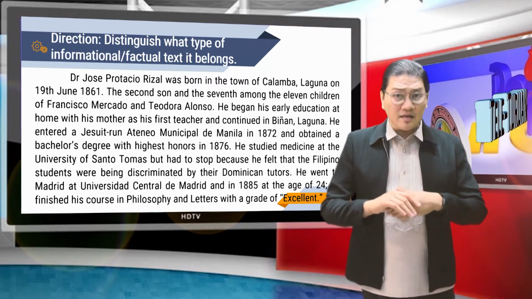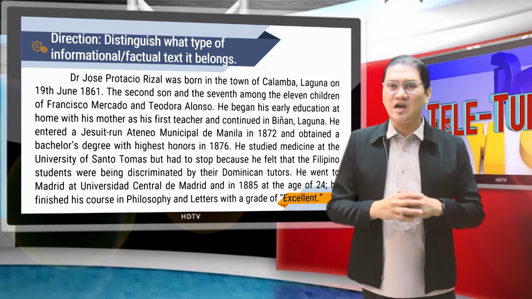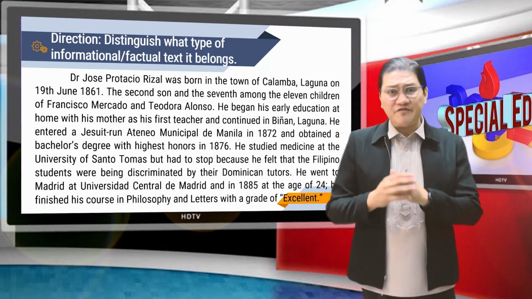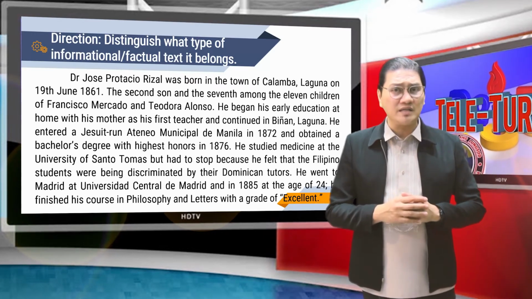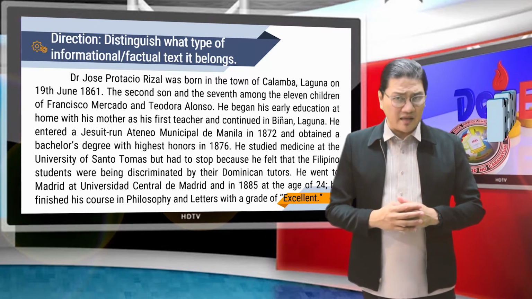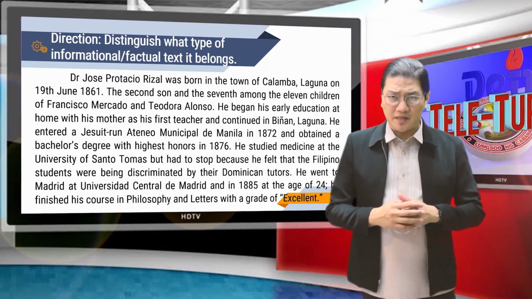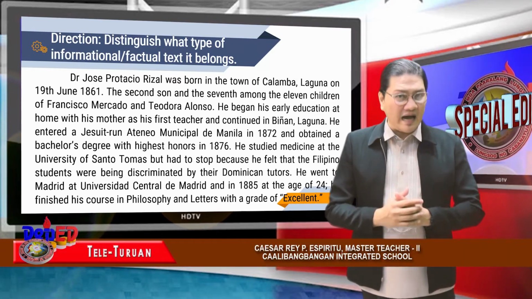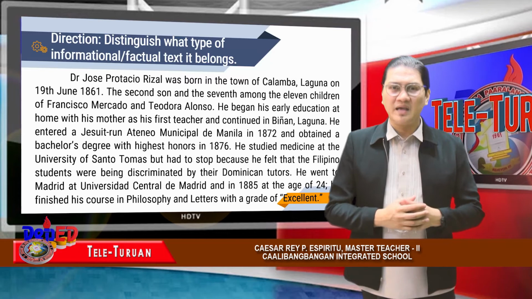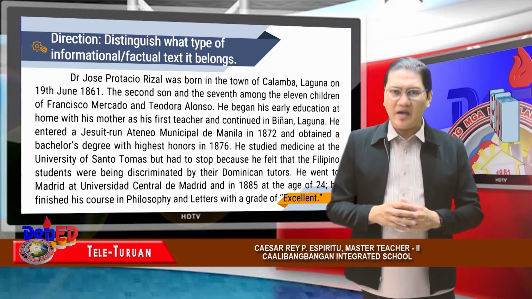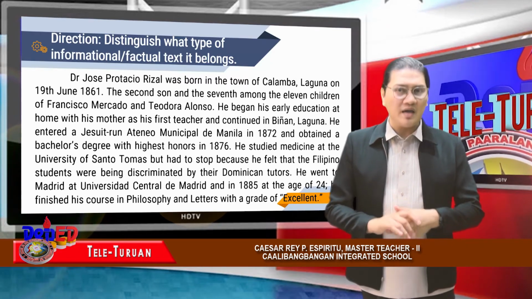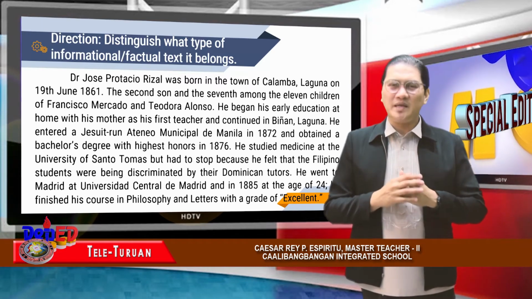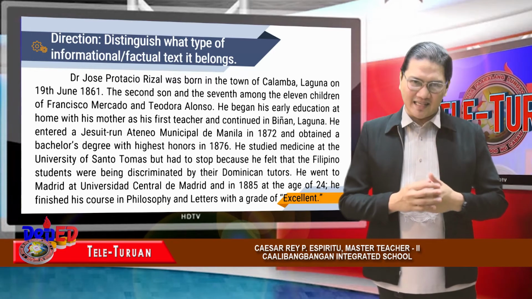He studied medicine at the University of Santo Tomas but had to stop because he felt that the Filipino students were being discriminated against by their Dominican tutors. He went to Madrid to Universidad Central de Madrid, and in 1885, at the age of 24, he finished his course in philosophy and letters with a grade of excellent.